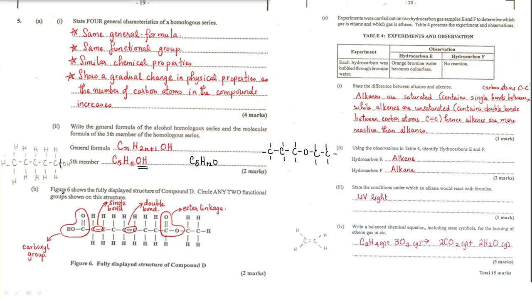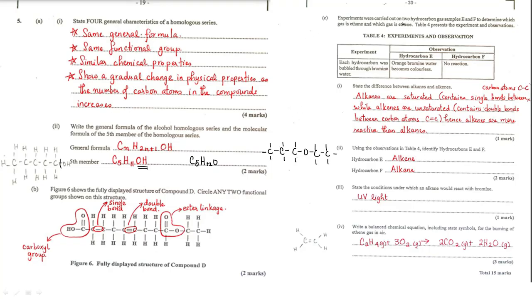All right, so figure 6, I think figure 6 was a nice cute question. Figure 6 shows the fully displayed structure of compound D. It says circle any two functional groups shown in the structure. So I circle all so that you could see. I circle the carboxyl group. I circle the double bond to indicate an alkene being present, and the ester linkage. So if you had any of these, you should get them correct.